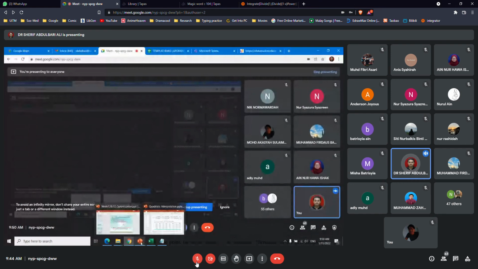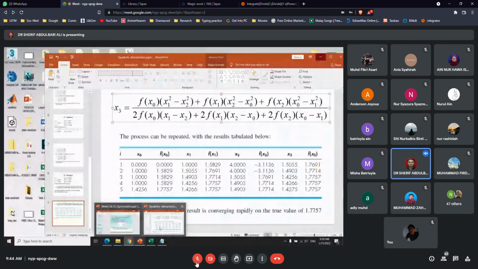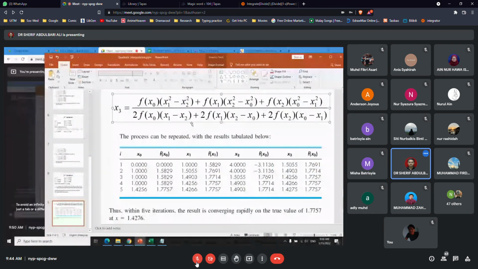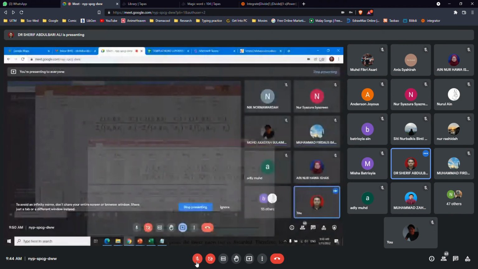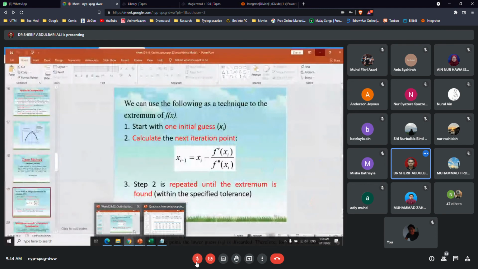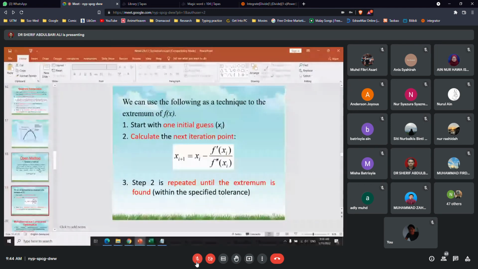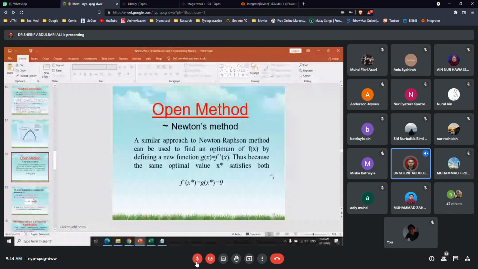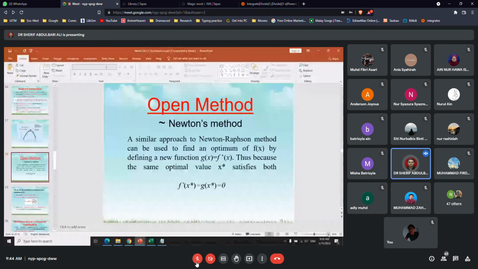Okay, any question about the quadratic? Is it clear? Any question before I move to the last method for today? No question. Okay, so the last method for today is the open methods using the Newton methods. And somehow it's a similar approach to the Newton-Raphson methods.